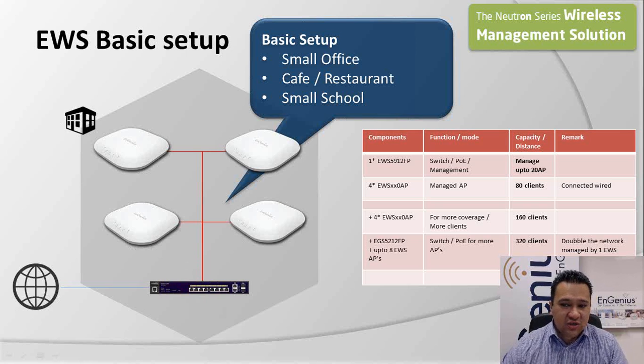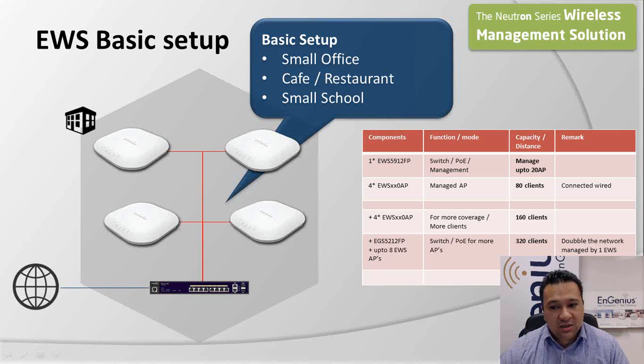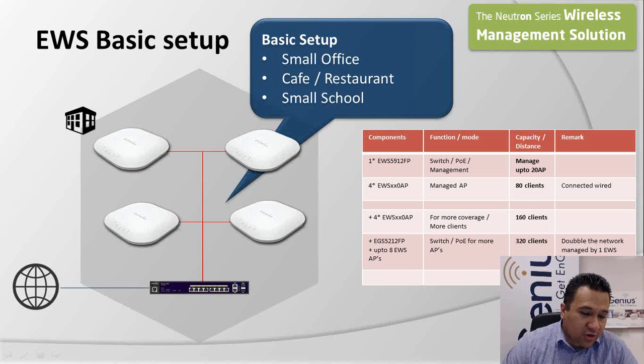The entry level switch can manage up to 20 access points. So if we start with this deployment, there is still a lot of room for expanding, and you can just expand without having a previous cost that is not useful anymore. You can add at least another 4 access points in this case, because you only have 4 ports. If you want to extend more, you can even use an EGS switch, like I mentioned in the table, an EGS 5212 FP switch to provide more power budget and more ports for another 8 access points. Still, you are not at the end of the management capacity of 20 access points.